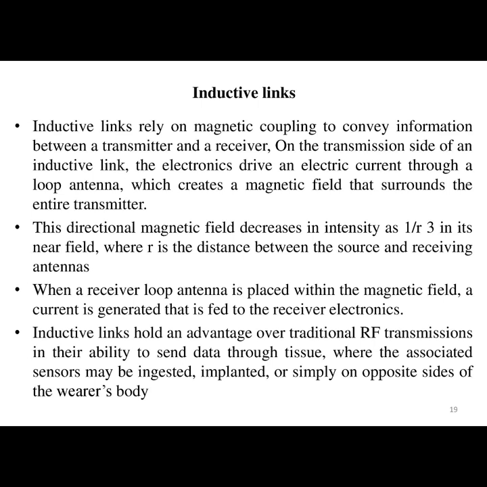When a receiver loop antenna is placed within the magnetic field, a current is generated that is fed to the receiver electronics. Inductive links hold an advantage over traditional RF transmission in their ability to send data through tissues, where the associated sensors may be ingested, implanted, or simply on opposite sides of the wearer's body.